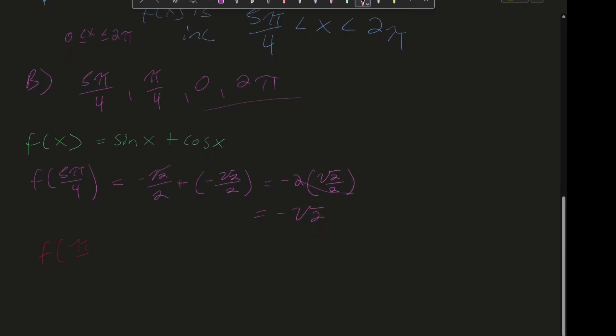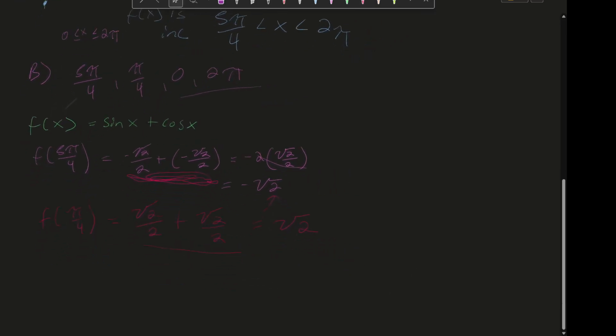So f of pi over 4. If you look at the unit circle, plug it in, it's going to be the same as these, but your x and y coordinates, your sine and cosine on the unit circle, they're both positive, not negative. So that's just root 2 over 2 plus root 2 over 2. Sine x plus cosine x at pi over 4 is equal to that. And that's going to follow the same logic as up here, but so that's just going to be positive root 2.